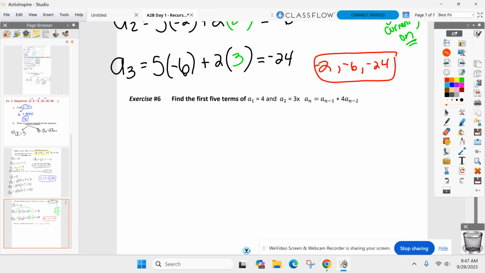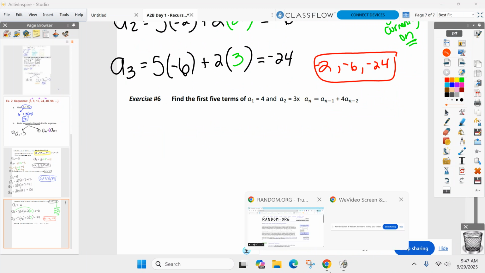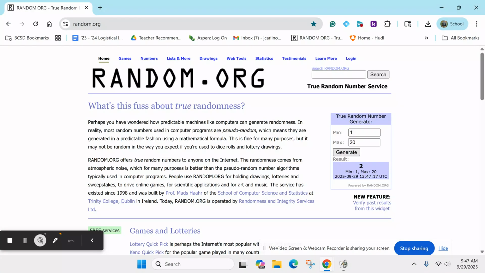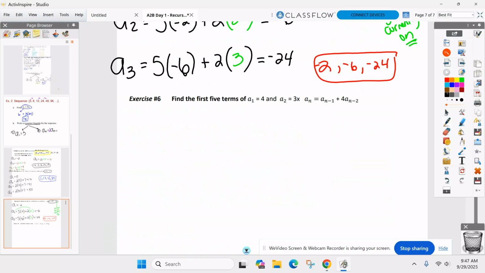Ooh, 5. And look what I did too. This is a first that I did this today. Quick question here. Let's get it rolling. Sophie, what's the first term? 4. Woo! Yep.